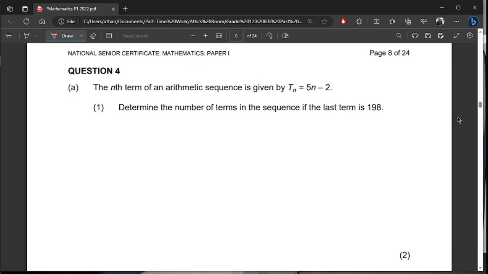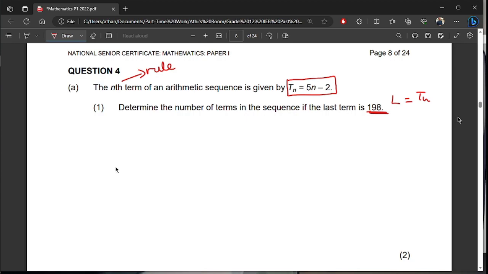Question number 4. The nth term of an arithmetic sequence. So this is the rule. The nth term of an arithmetic sequence is given by Tn is equal to 5n minus 2. Question 1 says determine the number of terms in the sequence if the last term is equal to 198, and it's 2 marks guys. It should be easy for us. So the last term would be the value of Tn in our case. Here we are looking for n.